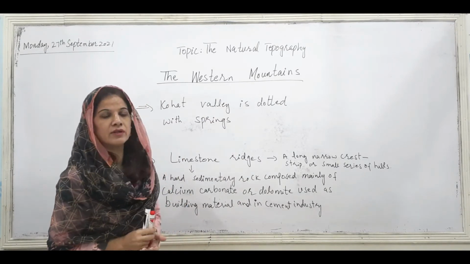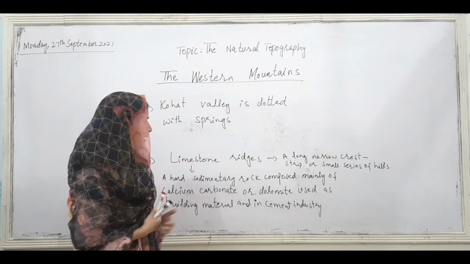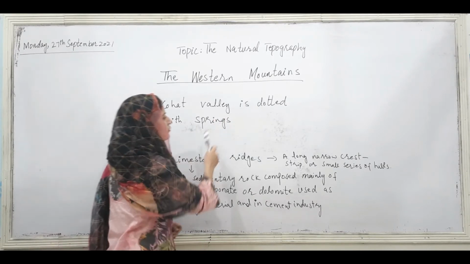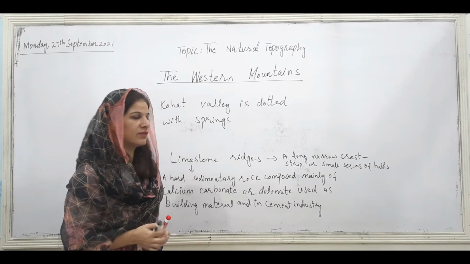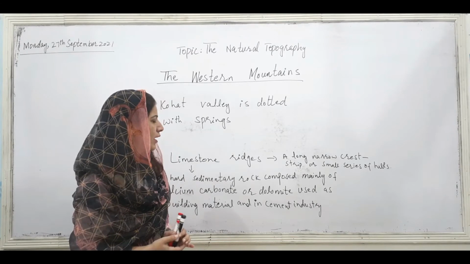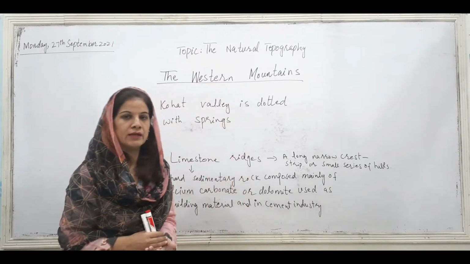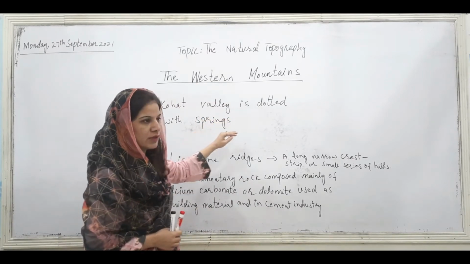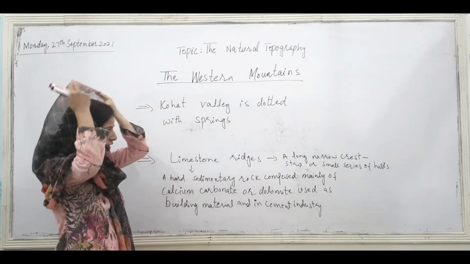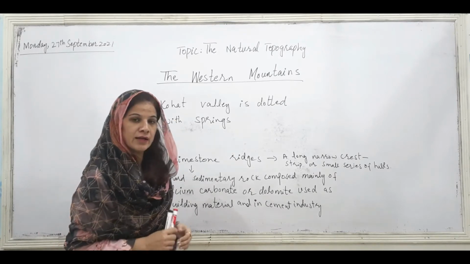Cohort Valley is different from other valleys like Hunza Valley, Naran, Kagan and these valleys because Cohort Valley is dotted with springs. So how is it dotted with springs? Because if you have an aerial view of this area, you will see a number of springs spreading in this valley and it looks like dots in that topographical area. So that is a major and very different topographical feature of Cohort Valley.